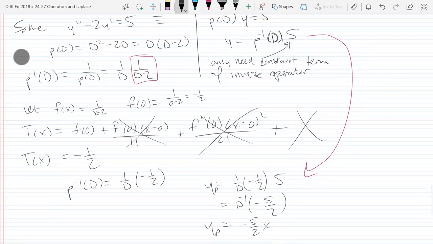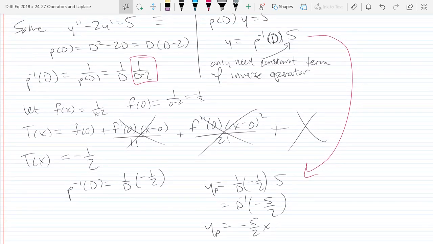All right, so any questions on getting this solution? You could check it super easy. What's the second derivative of YP? Zero. So you got zero minus two times the derivative of this, which is negative 5 halves times negative 2, which is positive 5. So it works as a solution. I mean, the differential equation was pretty easy overall.